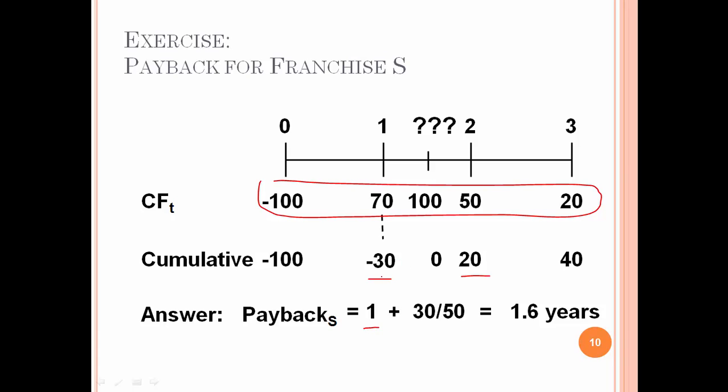And by the end of the first year, the absolute value is 30. And for the whole year of year 2, the total amount to be made is 50. So 30 divided by 50, that's 60%, or say 0.6. So altogether, it's about 1.6 years. So for this project, it takes about 1.6 years to recover the initial investment of $100.